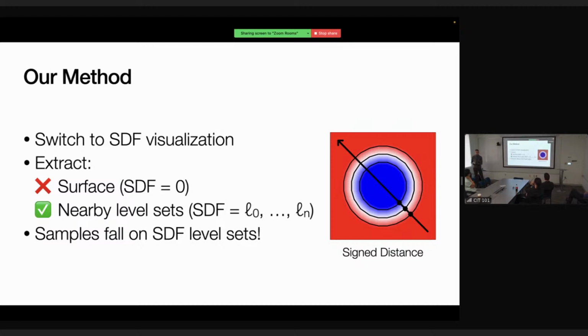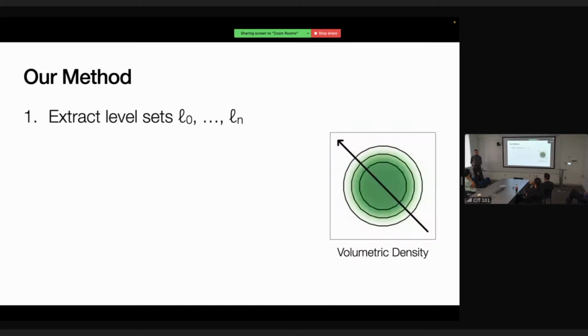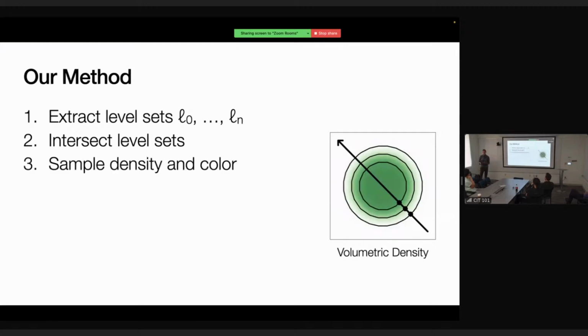Okay, so with this in mind, we can extract the level sets. We can do this because we have an SDF, and then we can intersect these level sets. So we do ray level set intersection, as you can see, and then we sample density and color at the intersection points. And finally, we volume render the samples.